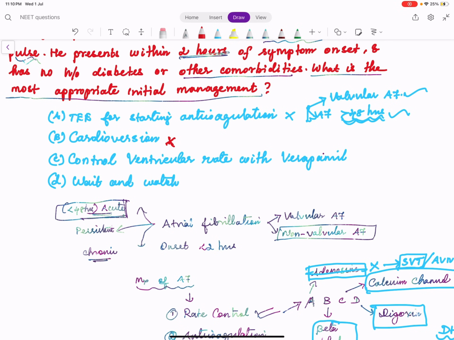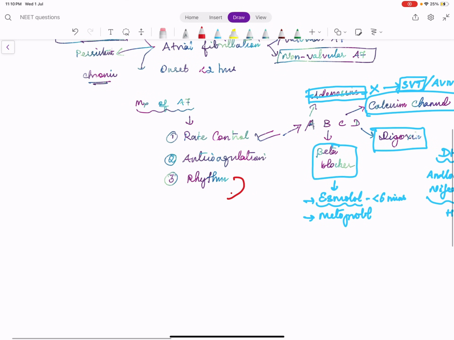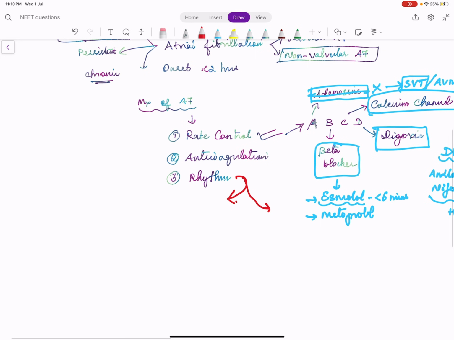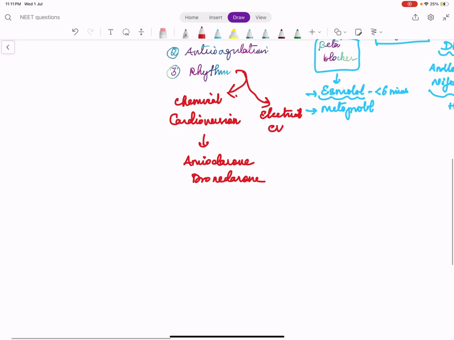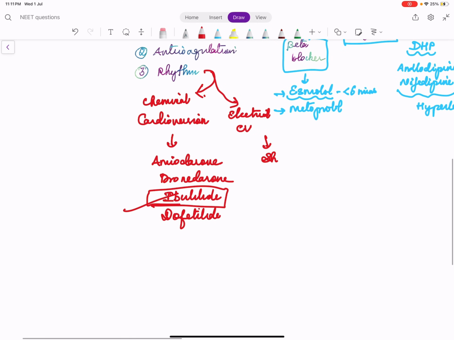Cardioversion. Cardioversion is a method used to control rhythm, so it comes as the last step. Cardioversion, or rhythm control, is of 2 types: chemical cardioversion or electrical cardioversion. Chemical cardioversion is by using medicines called amiodarone, dronedarone, ibutilide, dofetilide. Some questions can come asking which is the chemical cardioverter in atrial fibrillation, so one of these options will come, right? Electrical cardioversion is otherwise the shock.